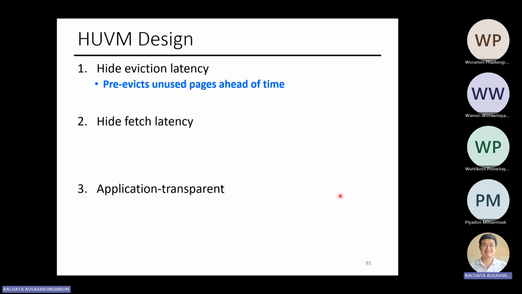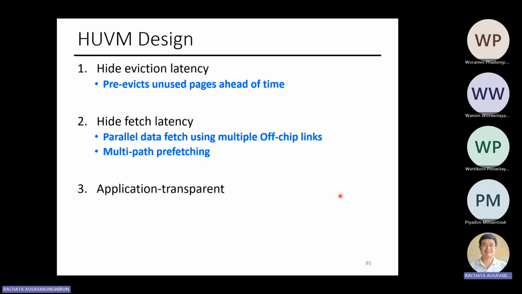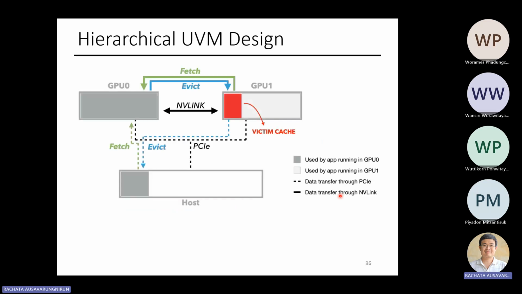To do this, we pre-evict unused pages ahead of time, and you do parallel data fetch over multiple NVLink links because you have a lot of bandwidth there. Then you do multi-path prefetching. We prefetch from both the host as well as the neighbor GPU, and we make this application transparent by only modifying the driver. And here's the key overall design, basically.